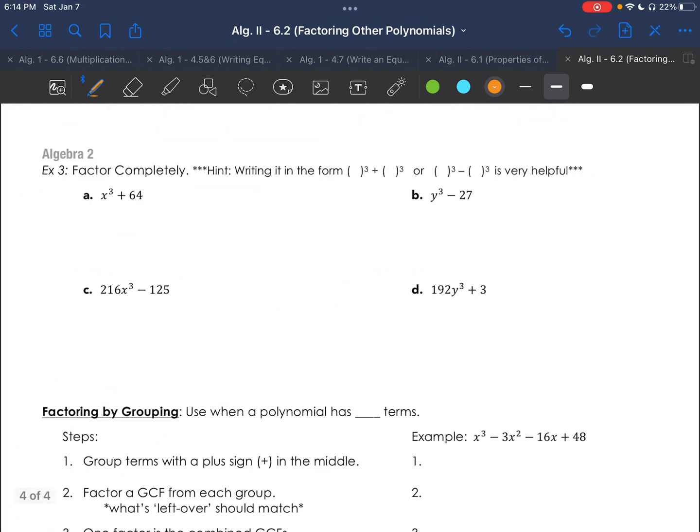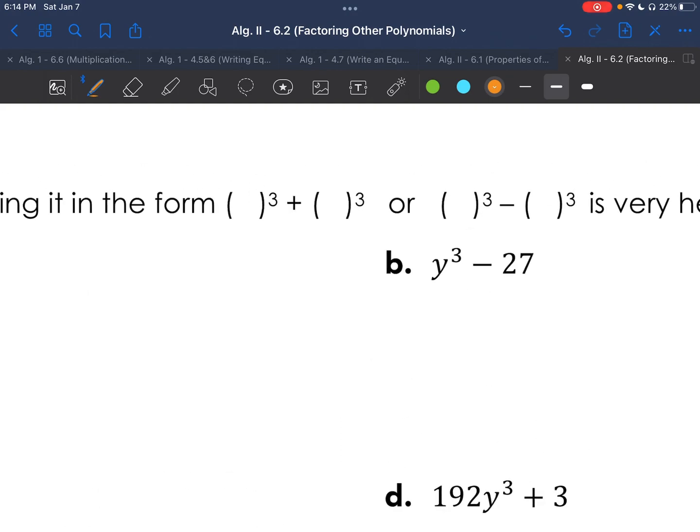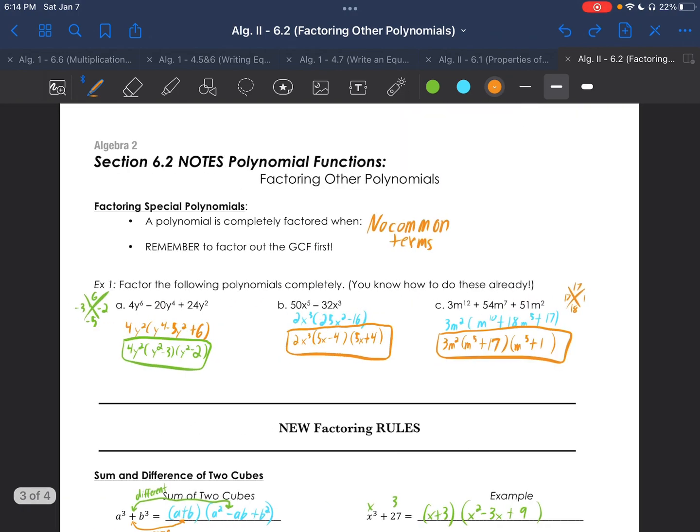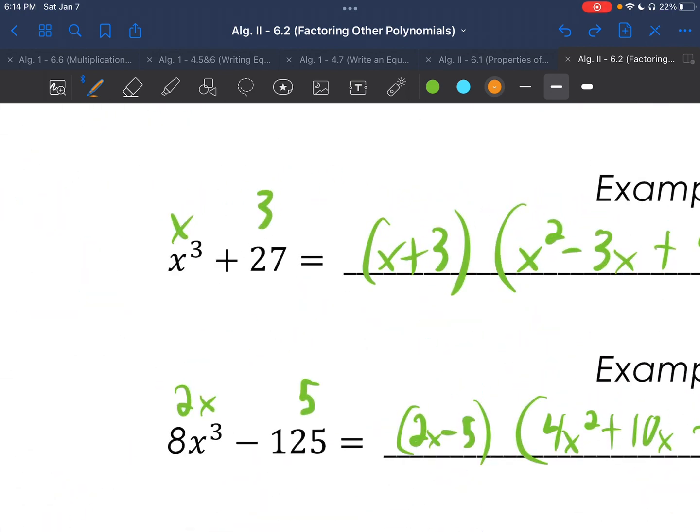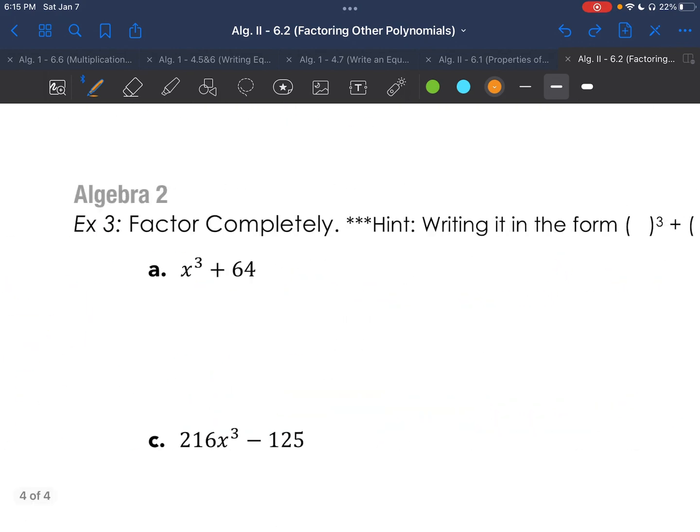Moving on. Example 3, factoring this completely. A little hint that sometimes writing it as this cubed or this cubed can be helpful. It's really the same thing I'm doing, where I'm writing it above there as x and 3, or 2x and 5, just adding in a cube if you want.